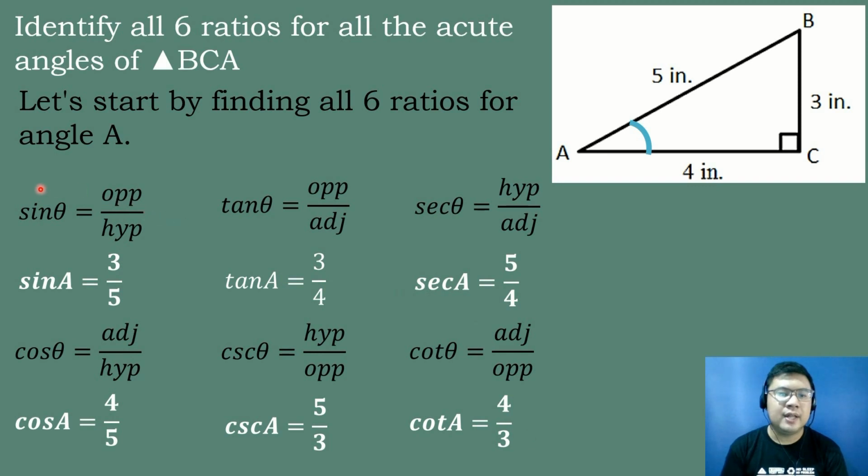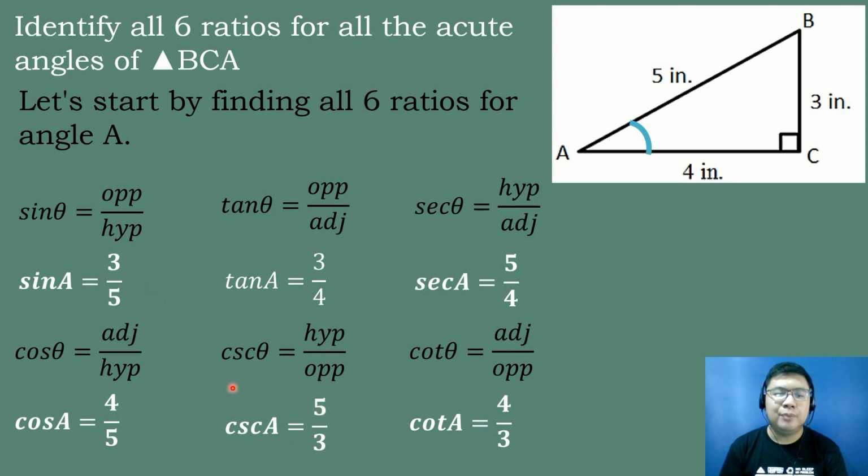Now notice that the value of sine A and the value of cosecant A are reciprocals of each other. So this one is 3 over 5 and this one is 5 over 3.